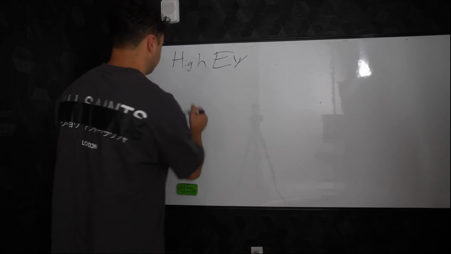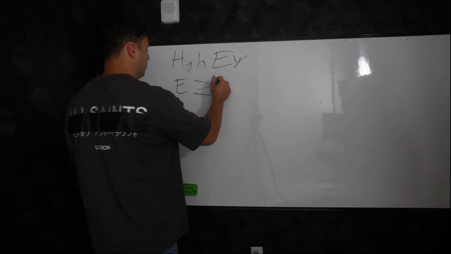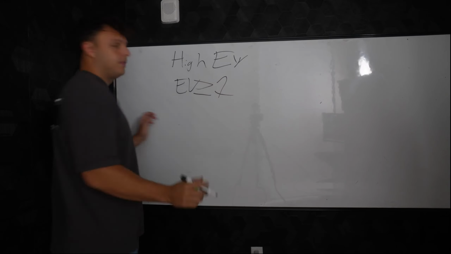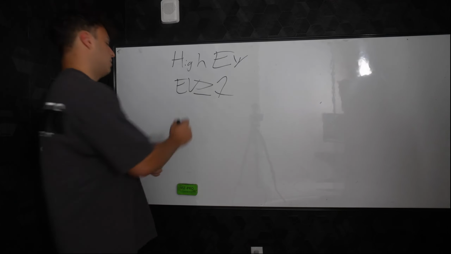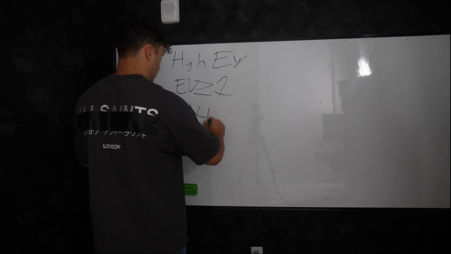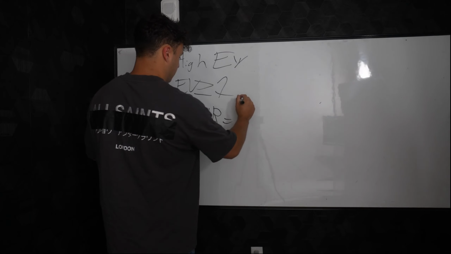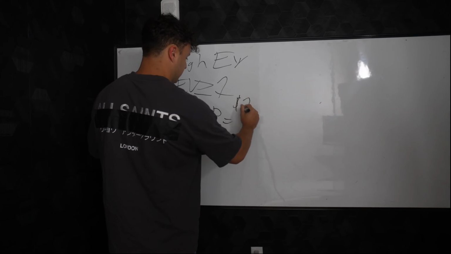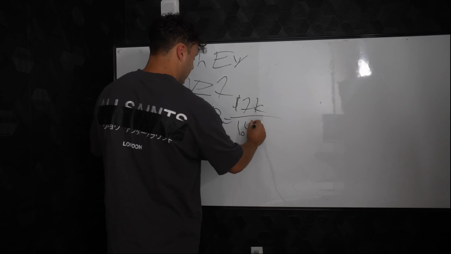But if we have a high expected value, right? Let's say that our expected value is equal to or more than 1, right? Then we can start playing around. Again, my personal expected value, we saw the example, is 1.4R, right? So 1.4R. That means that for every 1K that I risk, every grand that I risk, I get 1.4.